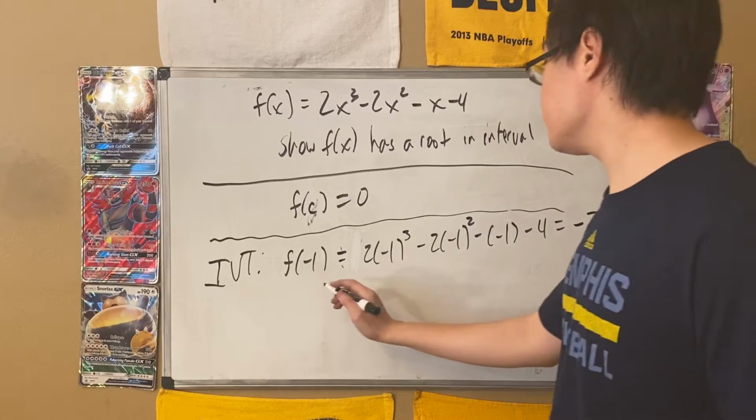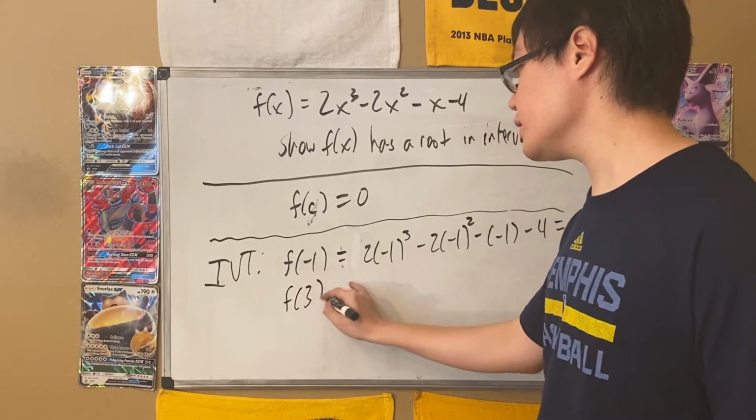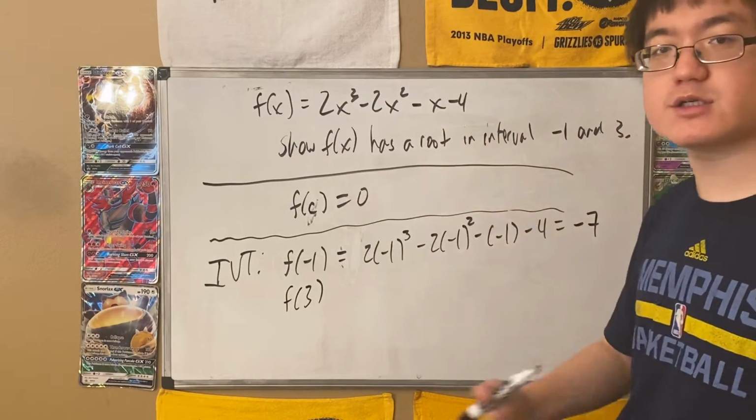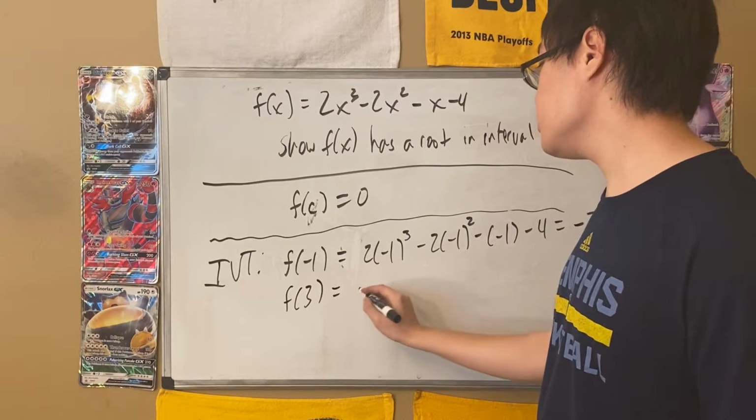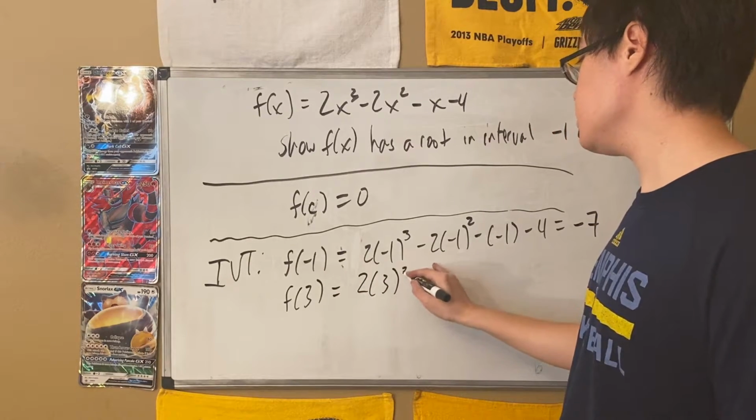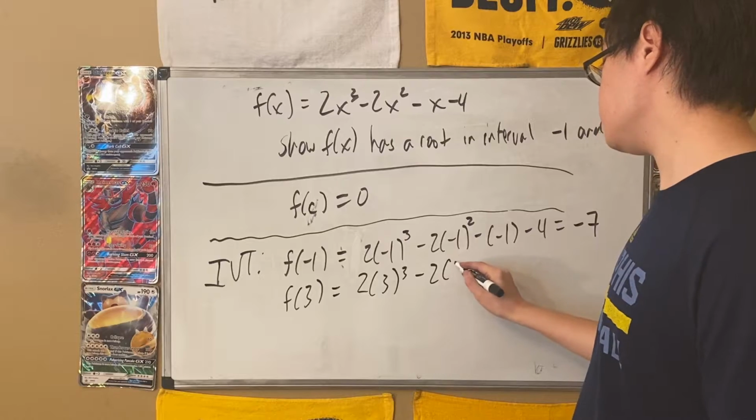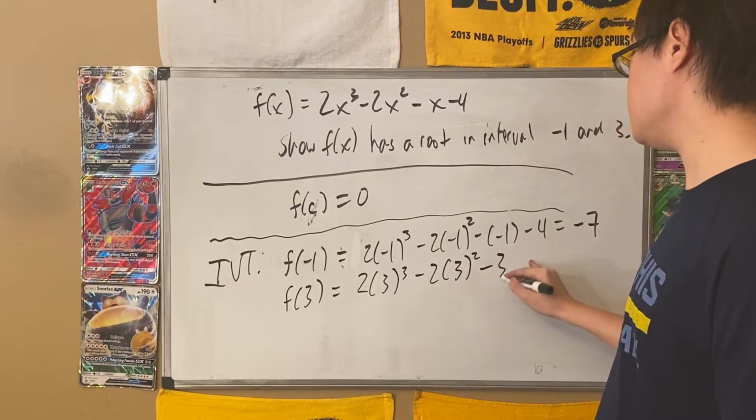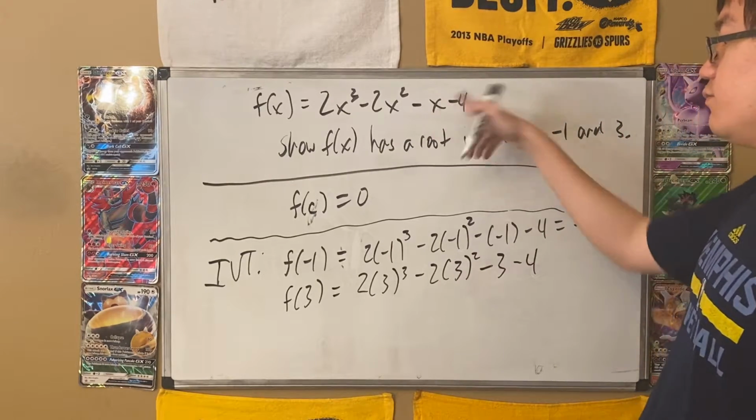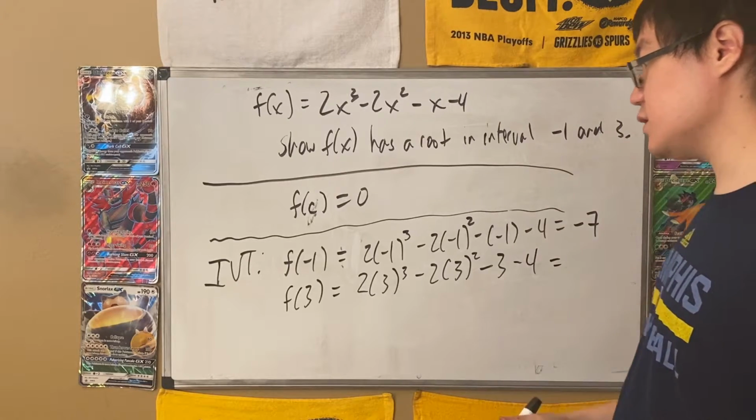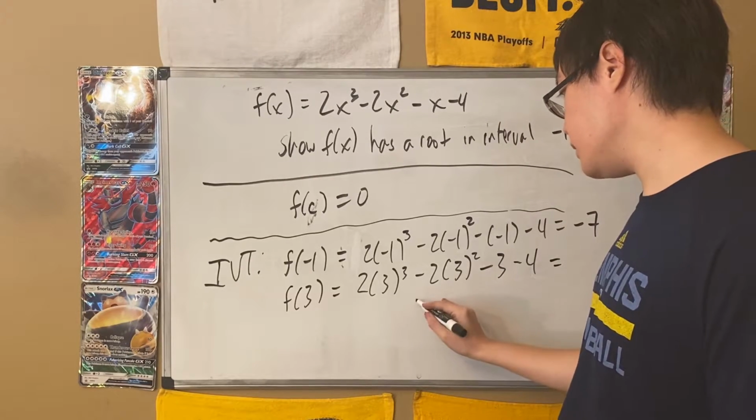Then we're going to do the same thing with f of 3. So all I'm doing is plugging in the endpoints into our function. That's how you do IVT. So you're going to do 2 times 3 cubed minus 2 times 3 squared minus 3 minus 4. Just plugging in -1, plugging in 3.